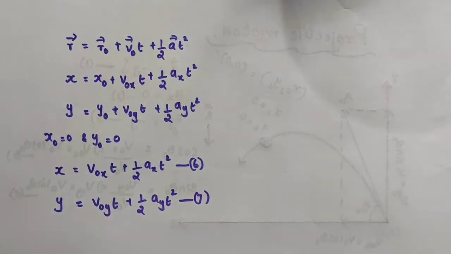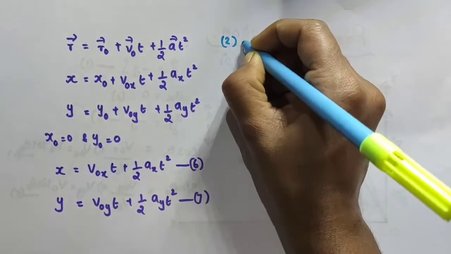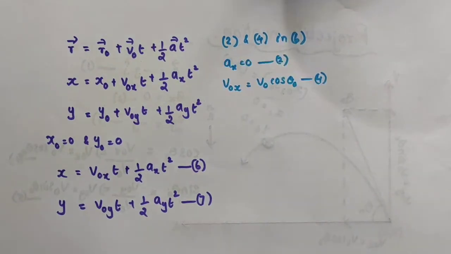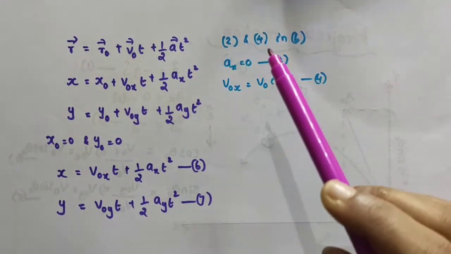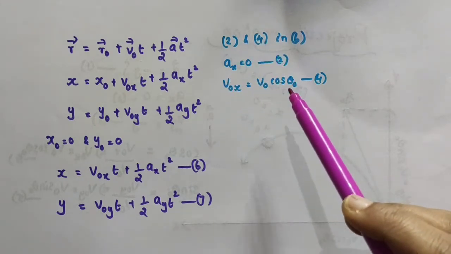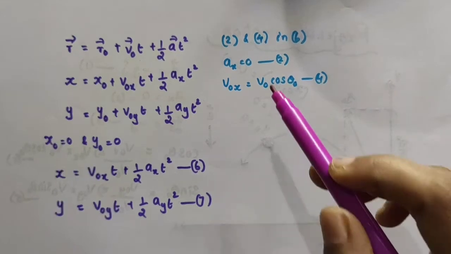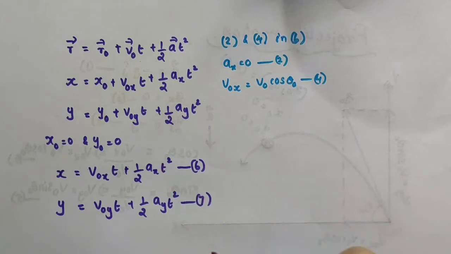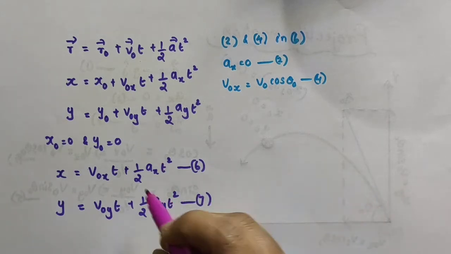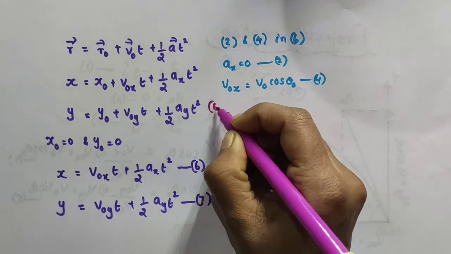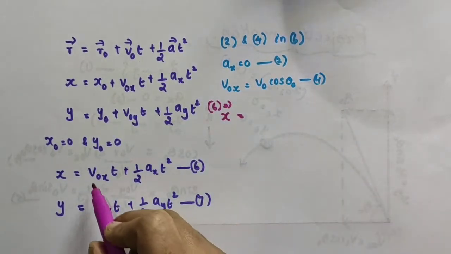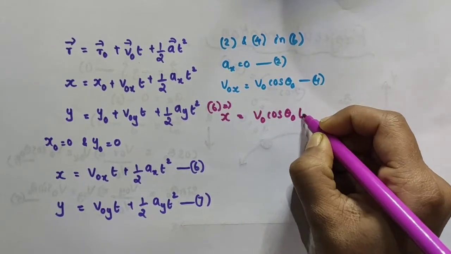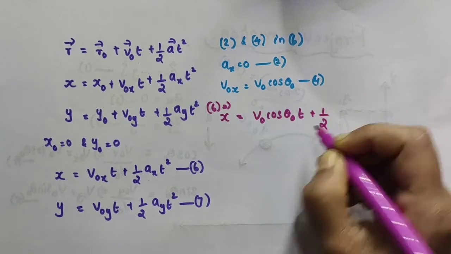Now we are going to substitute equation number 2 and equation number 4 in equation number 6. What was equation number 2? ax equal to 0, and equation number 4 was v0x equal to v0 cos theta 0. So when we substitute these two equations in equation number 6, this equation we can write as what? x equal to v0x into t. What is that v0x? v0 cos theta 0 into t, plus half ax into t square.